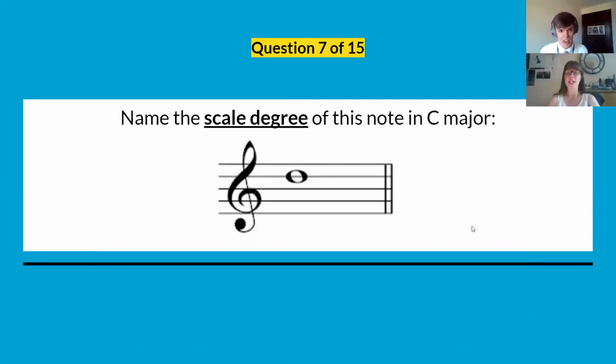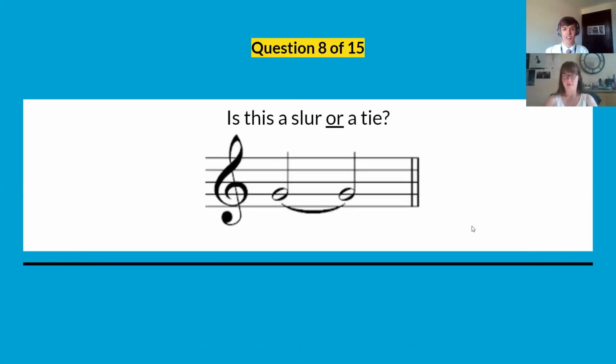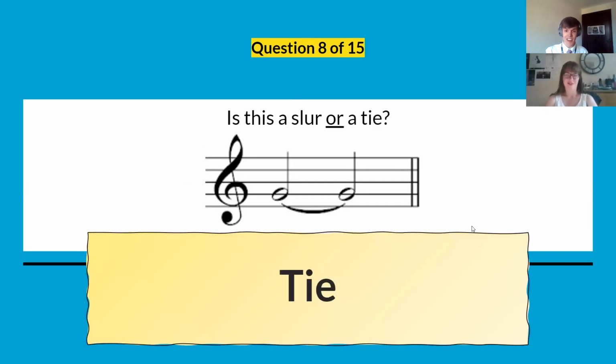Question number 7, name the scale degree of this note in C major. It is scale degree number 2. Question number 8, is this a slur or a tie? Well, this one is a tie. Why is it a tie, Miss Morgan? Because they are both the same note. They're the same note, aren't they? Yeah. Good.